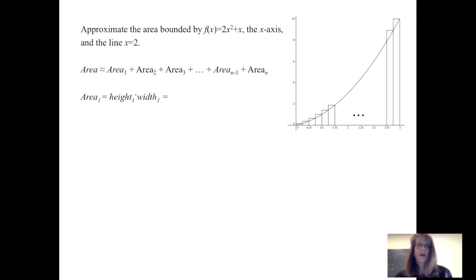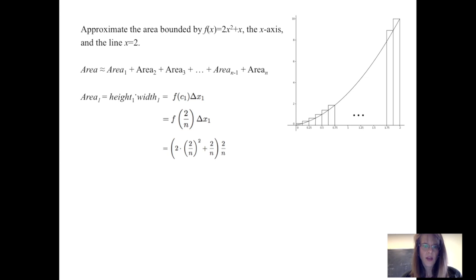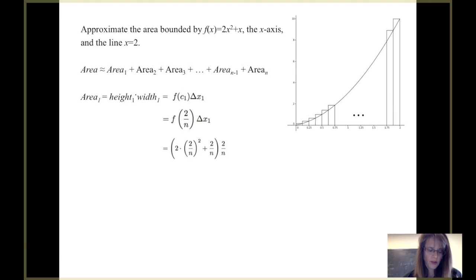Knowing that the area of the region is going to be approximated by the sum of the areas of those n rectangles, let's look at the areas of a few rectangles and again look for that pattern. So the area of the first rectangle is going to be the first height times the first width. And the first height we said is going to be determined by the function evaluated at our sample point. So our first sample point is 2 over n. We're using the function f of x equals 2x squared plus x. So we're plugging in 2 over n for each x value.